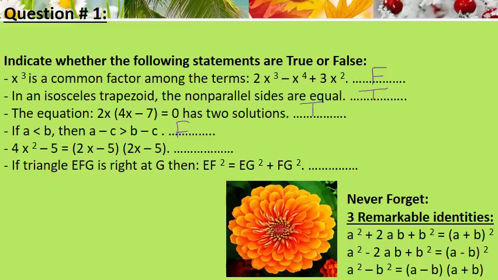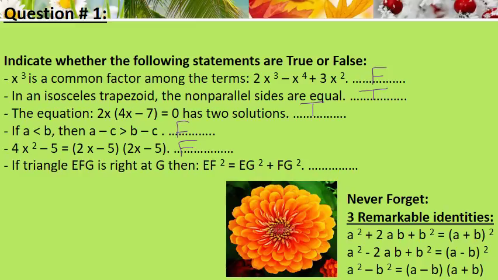4x squared minus 5 equals (2x minus 5)(2x minus 5). False. This is false. How can we factorize it, Hassan? Can you tell me? We have two terms, so this is a squared minus b squared equals (a minus b)(a plus b). So it factorizes as (2x minus radical 5)(2x plus radical 5). Yes, right, Hassan. Yes, Badia.